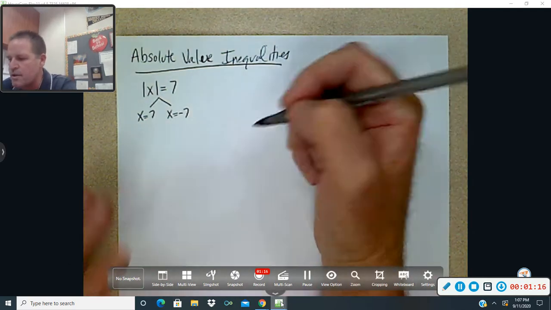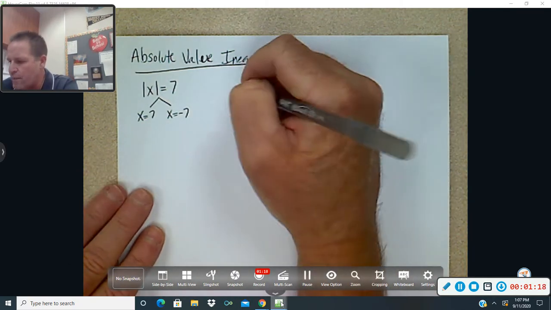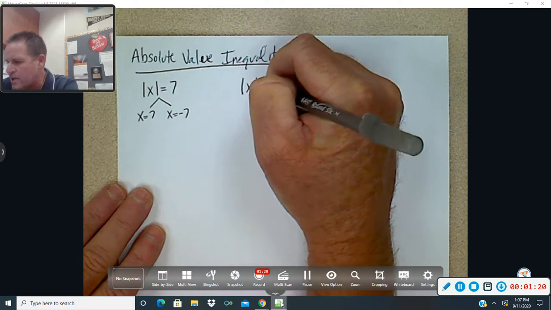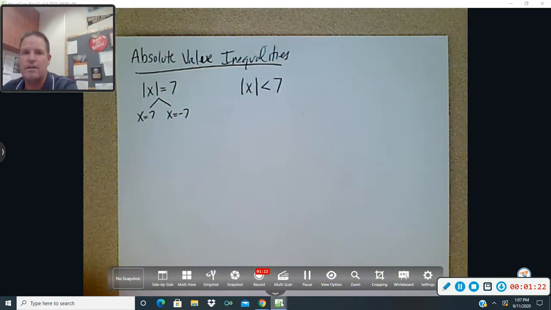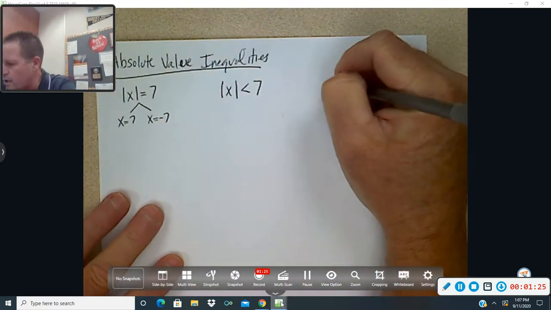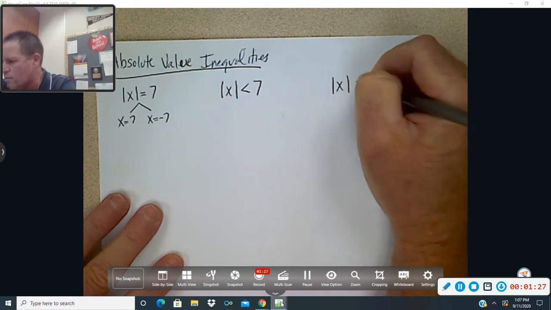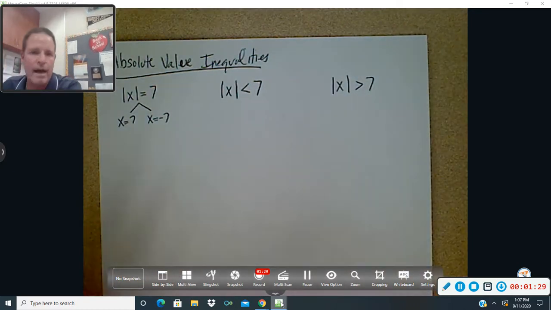So how is this going to be different today if we have absolute value of x is less than 7? And how are we going to do it if it's absolute value of x is greater than 7? I'm going to tell you right now, it's all in the setup. Once you set it up, you're going to be able to solve these. But it's all in the setup.